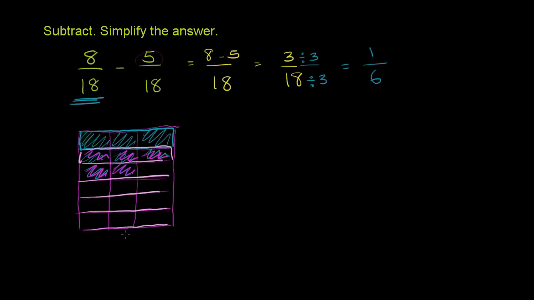If you had 18 pieces and you merged 3 of the pieces into one, then you actually end up with only 6 pieces. You end up with 6 pieces. Hopefully you see that each row is one of the pieces now. And the blue is exactly one of the 6. So 3 over 18 is the same as 1 over 6.